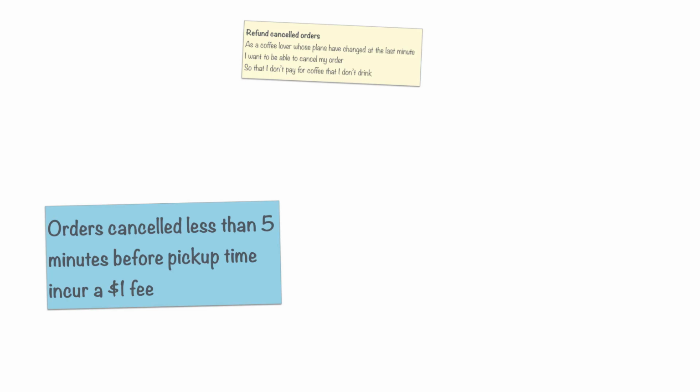The BA will usually have some ideas about high-level acceptance criteria for the story. We write these ideas or acceptance criteria on blue cards. They aren't in given when then form. You can see here they're actually more like one-liner business rules. Orders cancelled less than 5 minutes before pickup time incur a $1 fee.